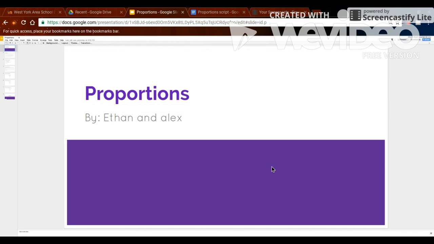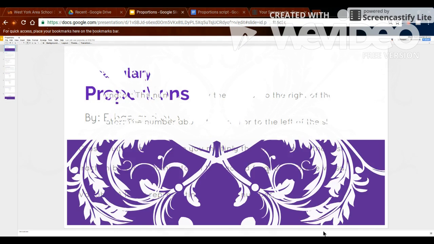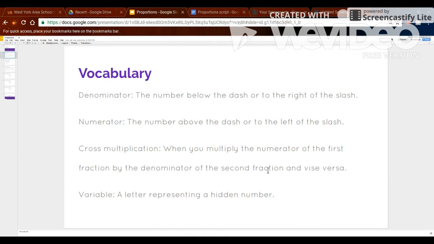Welcome to the intro of proportions. If you don't know what proportions are, then we will explain what they are. Then we will explain how to use them and how we can use them in real life. Before we start showing you how to use proportions, we need to show you the vocabulary. The vocabulary you need to know about proportions are denominator, numerator, cross multiplication, and variables.